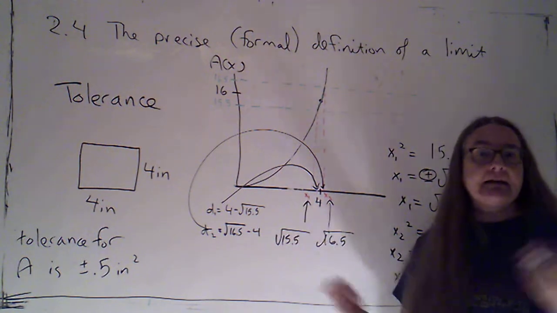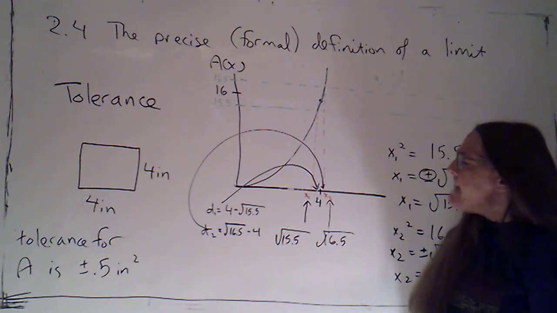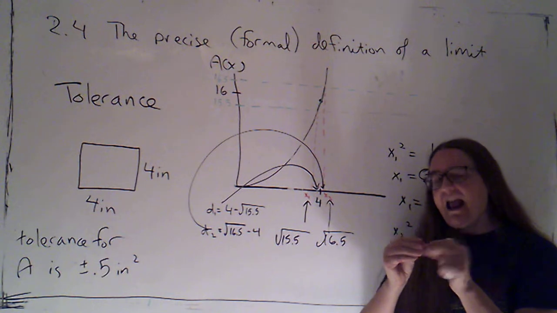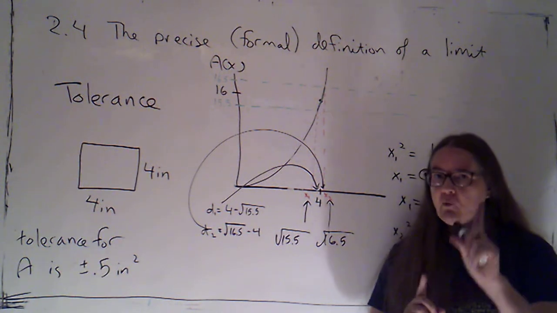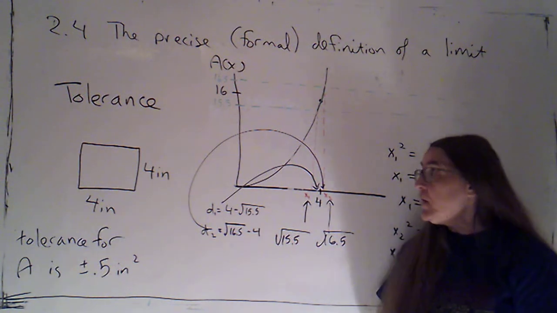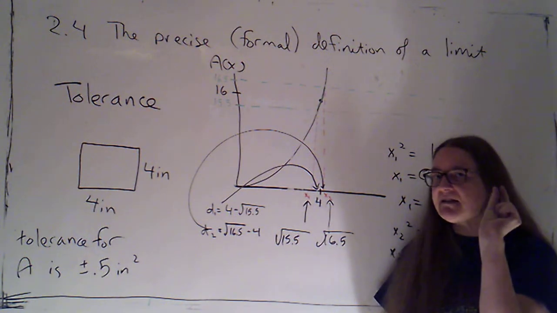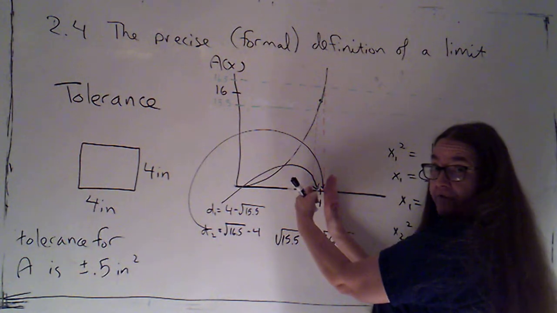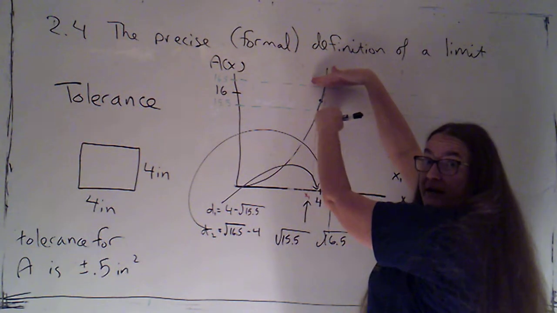Now I could certainly get a decimal approximation of them if I wanted to using a calculator. But if I could figure out which of these is the smaller distance, that's going to be my tolerance for x. I want to choose the smaller one because if I measure x within that smaller distance of 4, then I know I'm going to be in this acceptable range for x values, which puts me in this acceptable range for area values.